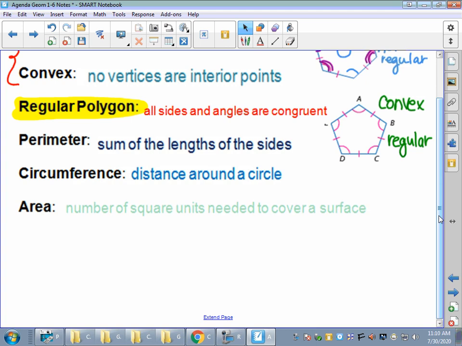And area is the number of square units needed to cover a surface. If you look at a floor, like say in a school, there's tiles on the floor. Each one is 1 foot by 1 foot, so it's 1 square foot. So we could count up how many tiles, how many square feet, are needed to cover the floor of a classroom or a hallway or a cafeteria.